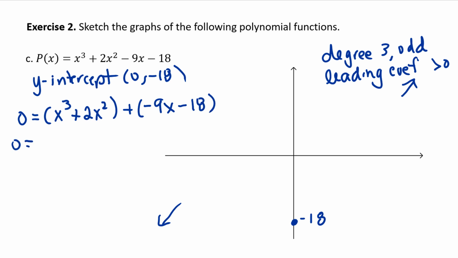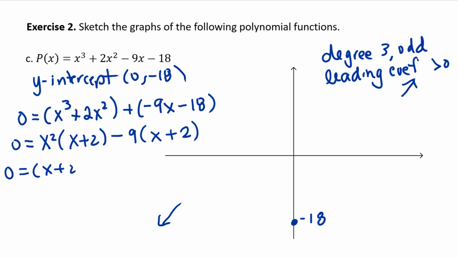Then from the first grouping, we can factor out an x squared, and that will leave x plus 2. And from the second grouping, I'm going to factor out a negative 9, and that also gives us an x plus 2. The x plus 2 is what is common to both of them, so we can factor out the x plus 2 from the first term of x squared times x plus 2, and x plus 2 from the second term of 9 times x plus 2. Then what remains is x squared minus 9.